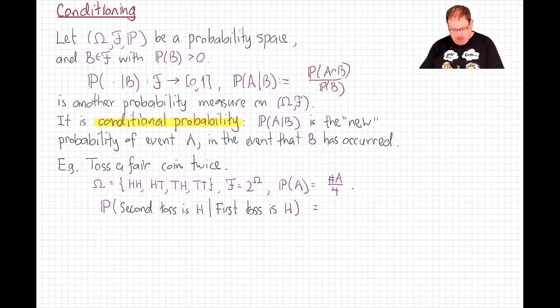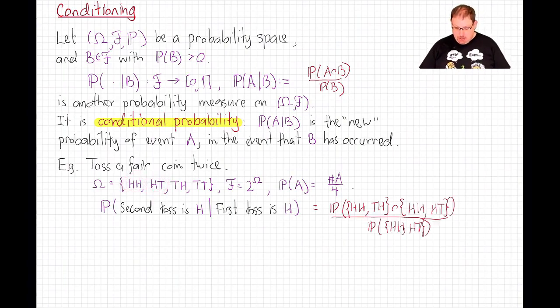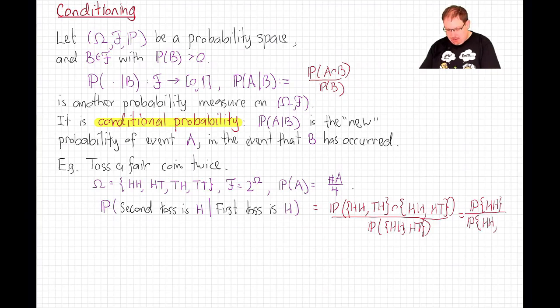By definition, this is the probability of the intersection of the two events divided by the probability of the second event. Well, what is the first event? The event that the second toss is heads consists of these two outcomes. And the second event that the first toss was heads consists of these two outcomes. Now, that intersection in the numerator has just one outcome in it, heads, heads. So this is the probability of the singleton, heads, heads, divided by the probability of the two outcome event, heads, heads, heads, tails.